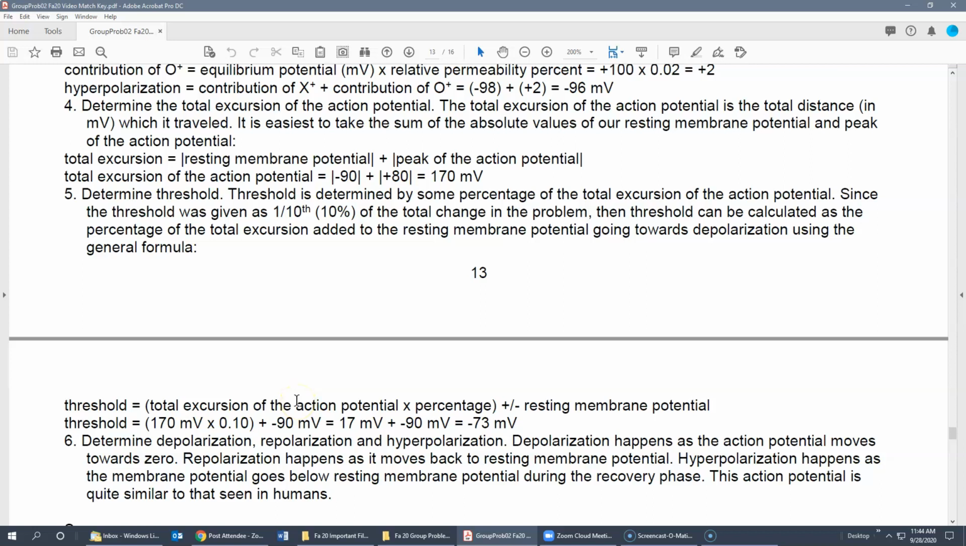And then you take 17 and add it to, in this case, the minus 90 because you're going towards 0. If you started out in a positive membrane potential, then you would subtract it and go negative. But here we add it because of that. So you always want the threshold to be between rest and 0. Okay, so the threshold has to be between rest and 0. That's a good little rule of thumb.